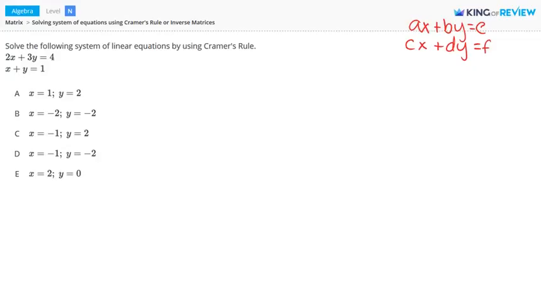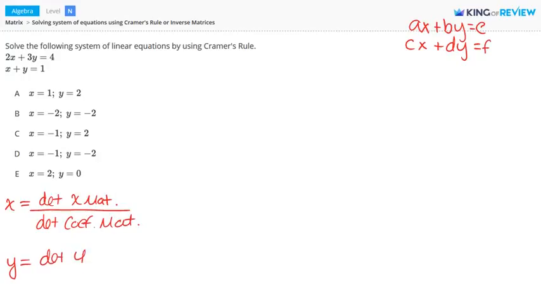So Cramer's rule is a method where we use determinants to solve a system of linear equations. Cramer's rule states that we can find x by taking the determinant of the x matrix and dividing it by the determinant of the coefficient matrix. And likewise, we can solve for y by taking the determinant of the y matrix and dividing it by the determinant of the coefficient matrix.